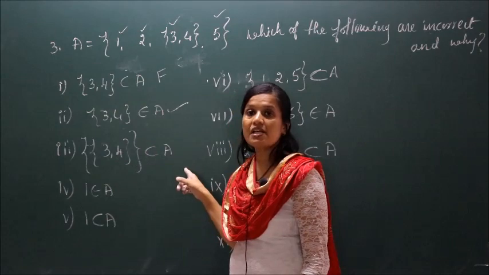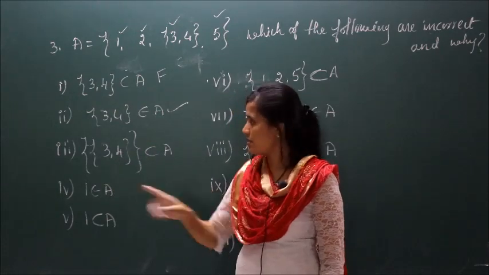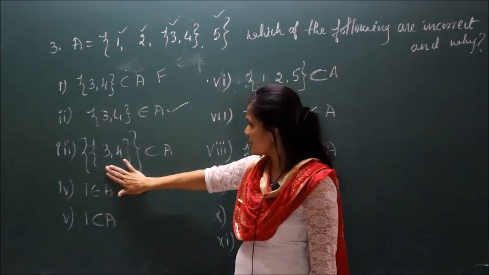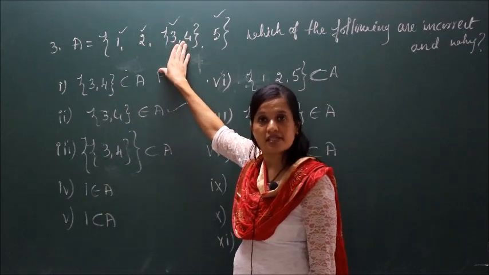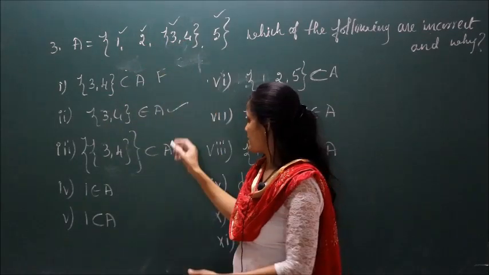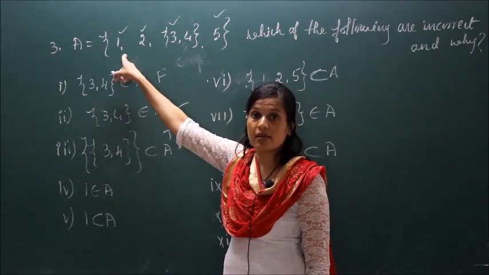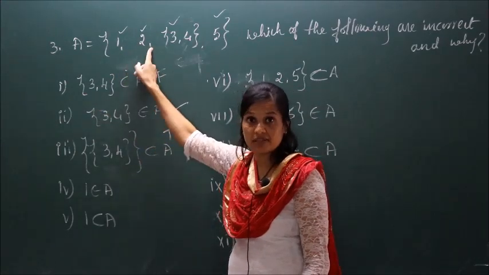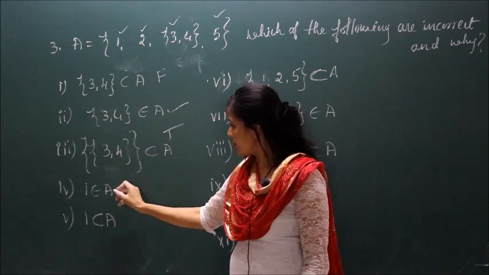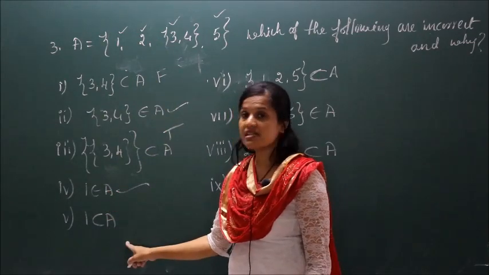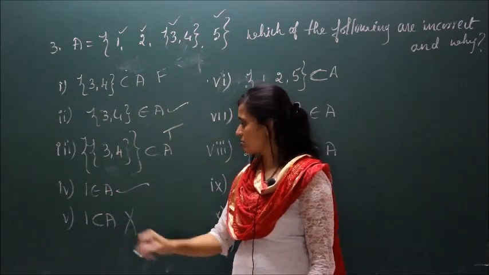Yes, this is the subset of A. Yes, this set is contained in this, isn't it? So it is the subset. It is the right statement. 1 belongs to A. Yes, 1 is an element of A, so belongs. 1 is the subset of A, wrong.